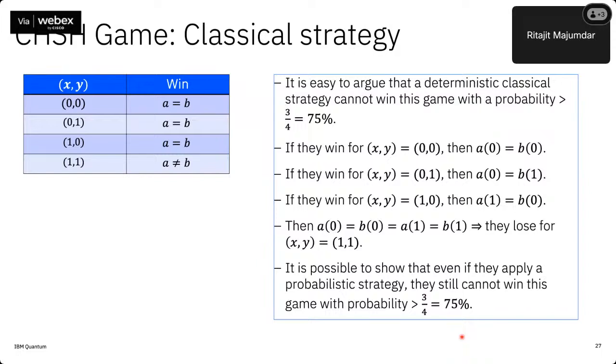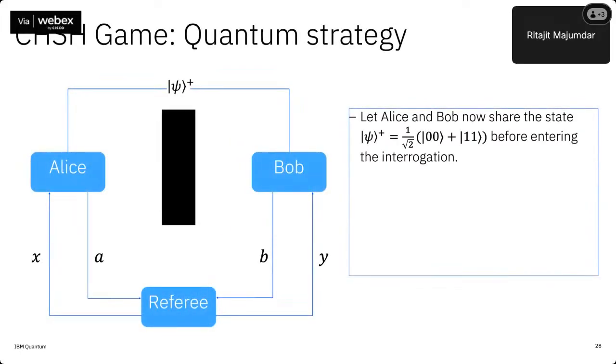So no classical strategy you can apply will allow you to win this game with probability greater than 75%. Let's see whether quantum can help here.